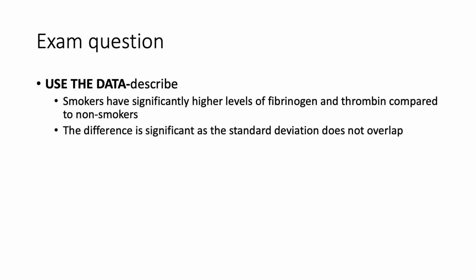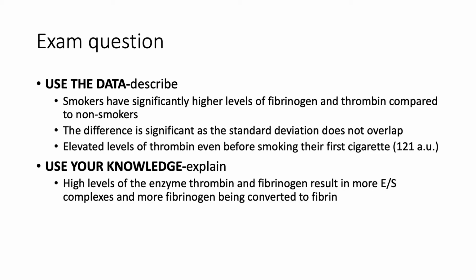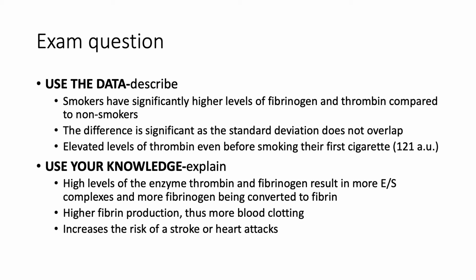We can also say that the difference is significant, as the standard deviation does not overlap for the two groups. Smokers also have elevated levels of thrombin even before smoking their first cigarette, and you can use some data from the table if you would like. Then you can go on to use your own knowledge to explain what this information is telling you. So you could say that high levels of the enzyme thrombin and fibrinogen result in more enzyme-substrate complexes, and therefore more fibrinogen being converted to fibrin. Higher fibrin production therefore causes more blood clotting, which can increase the risk of a stroke or heart attacks.